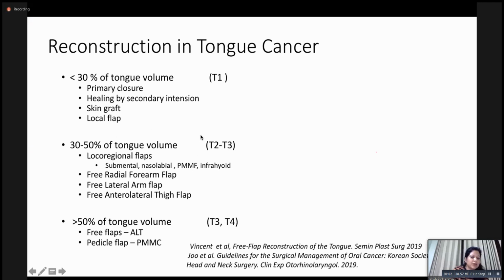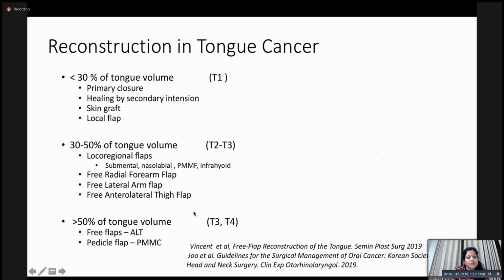If you have a T2, T3 tumor which leaves a defect of 30 to 50% of the total tongue volume, then primary closure will not be a suitable option. You have to bring some tissue. It may be in the form of loco-regional flaps such as submental, nasolabial, PMMF, or in the form of various types of free flaps like radial forearm, lateral arm or anterolateral thigh flap.